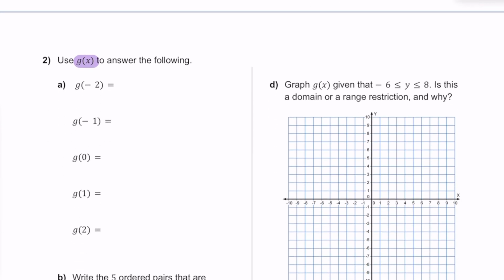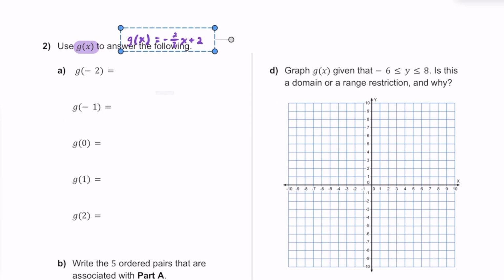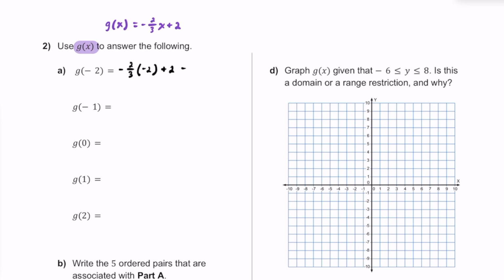All right, so let's see here. This is the function we're going to be dealing with. And let's use this one over and over. So we have g of negative 2. So that means x is going to be negative 2 here. So we're going to have negative 2/3 multiplied by this negative 2, and then we're going to add 2 on afterwards. So negative 2/3 times negative 2 over 1 is going to be positive 4 over 3. Then if we go ahead and add 2 onto that, 4 over 3 is 1 1/3. 1 1/3 plus 2 is going to be 3 1/3.